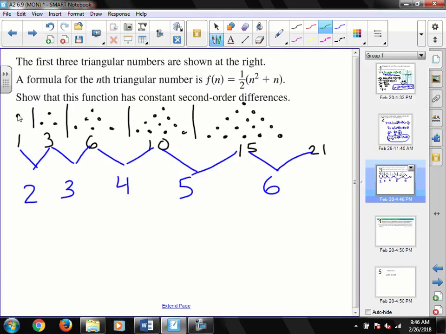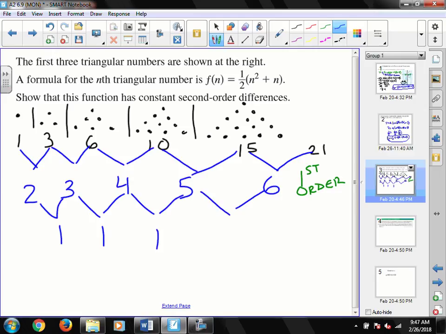Right here, these are our first order differences. We haven't done anything with it yet, so we've gone through this subtraction once. We want to show that it has second order differences. So what do you think we're going to do again? We're going to subtract again. 3 minus 2, 4 minus 3, 5 minus 4. 1. So there's our second order.